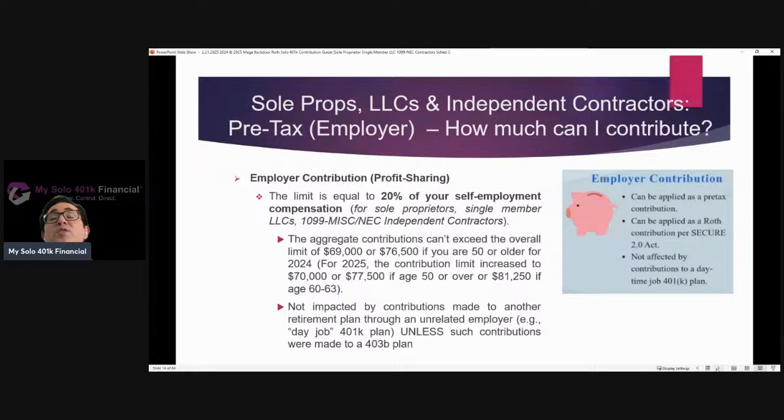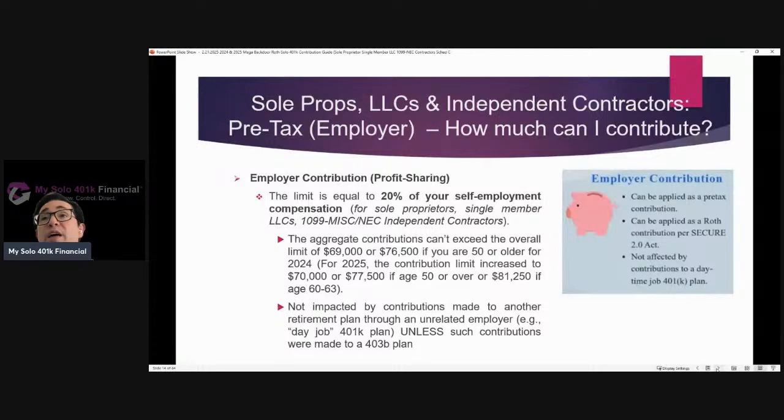So contrast the employer contribution limit with the employee contribution limit when it comes to aggregating. For purposes of the employee limit, we learned that it applies at the employee level across all the plans that the employee makes contributions to, whereas the employer contribution limit applies at the plan level. So that means that the self-employed individual does not need to reduce how much they can contribute to the solo 401k as an employer contribution by contributions made to another plan, like a day job 401k plan. So those contributions don't have to be aggregated.